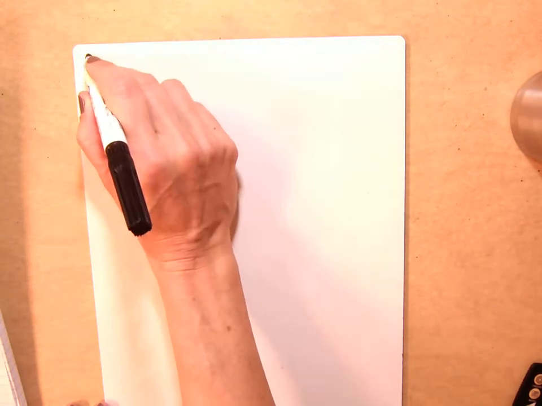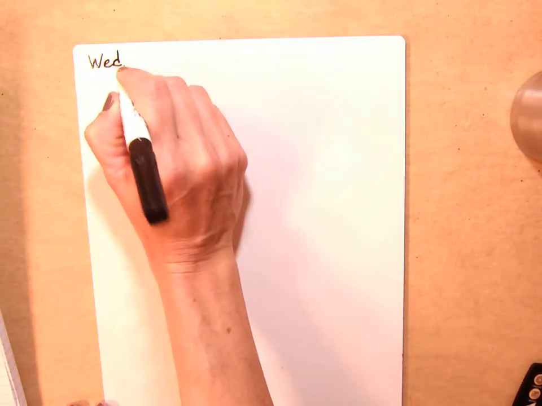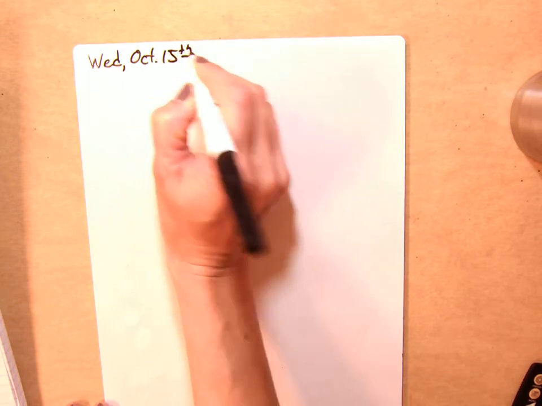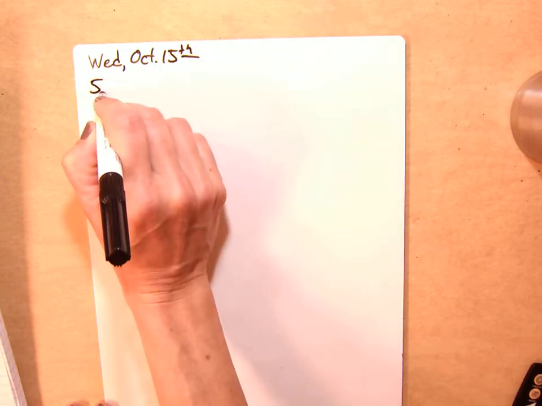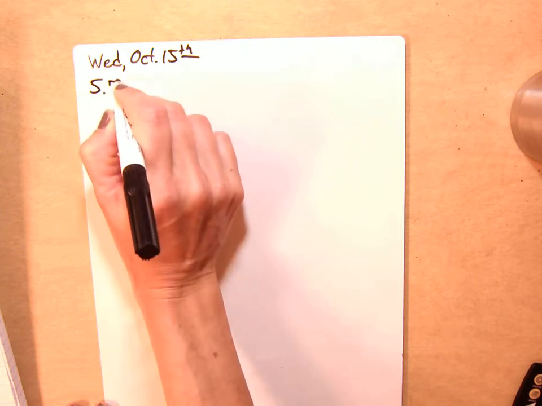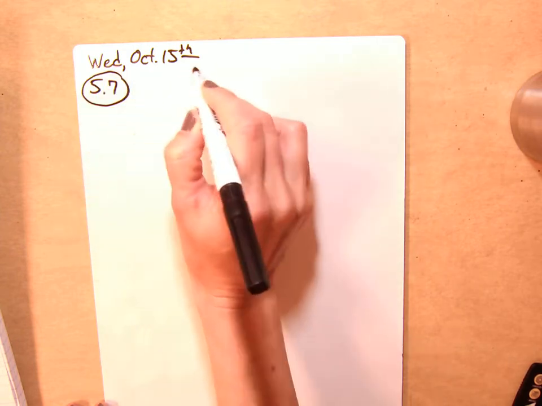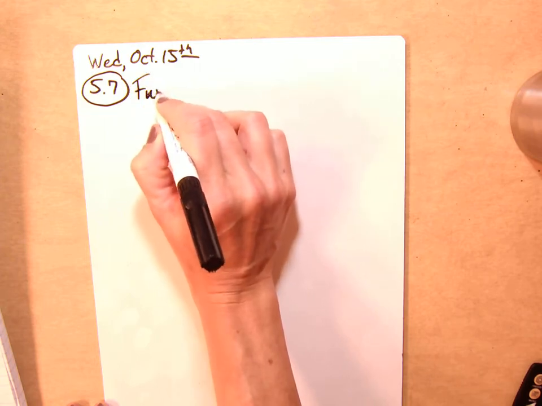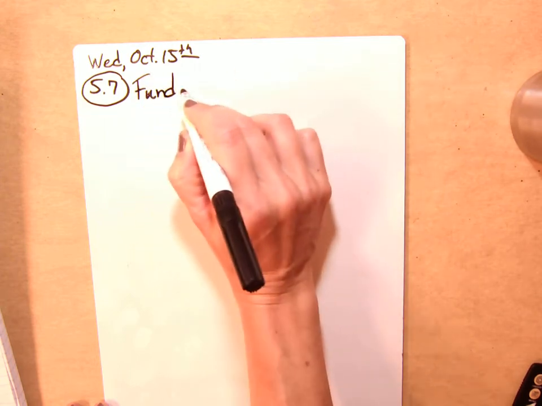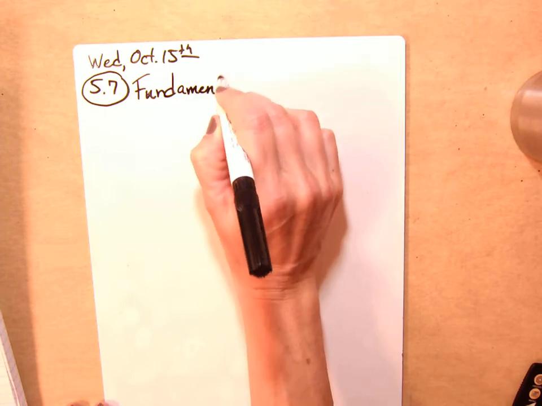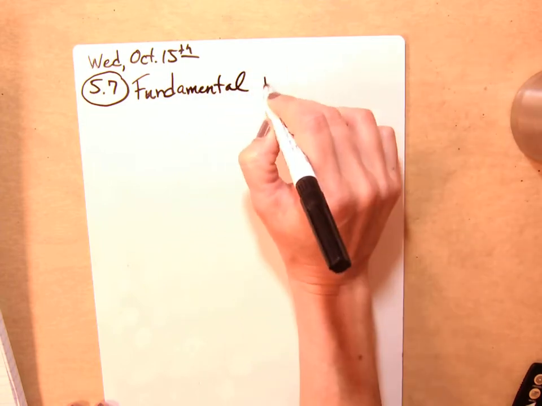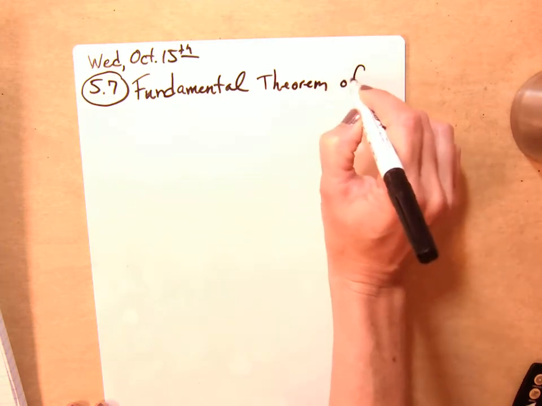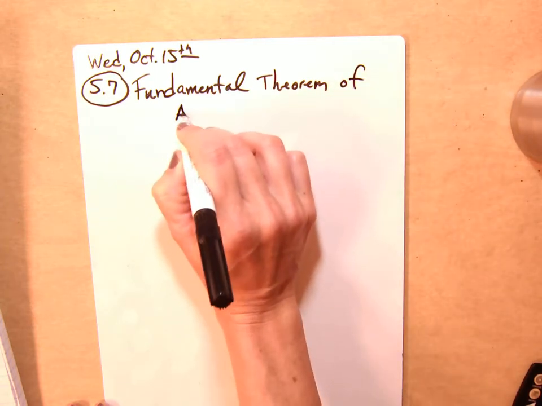So it's Wednesday, October 15th. This is in 5.7. And this is the fundamental theorem of algebra. Fundamental theorem of algebra. Right here.